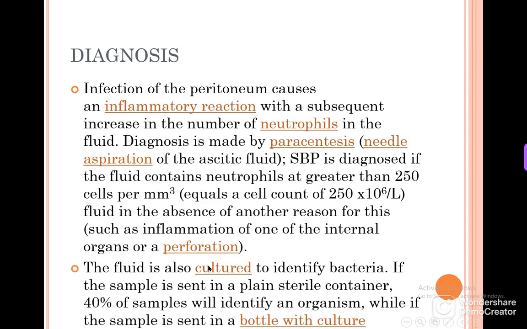So you may miss it. For diagnosis, definitely go for needle aspiration, go for the count. If it is more than 500 total leukocyte count or more than 250 neutrophils per microliter, then it is diagnosed. This is the main diagnostic criteria. It can be cultured to see which type of bacteria is present, and it can be tested for sensitivity to different antibiotics.